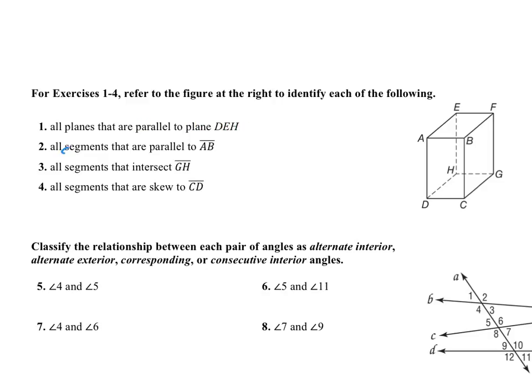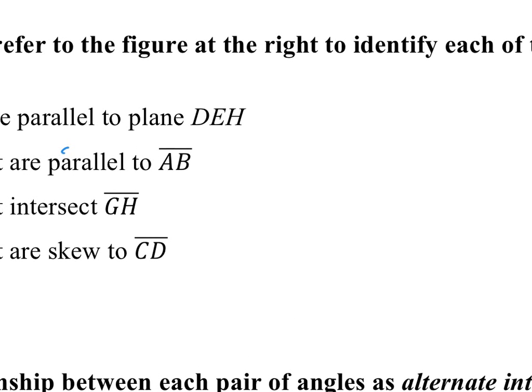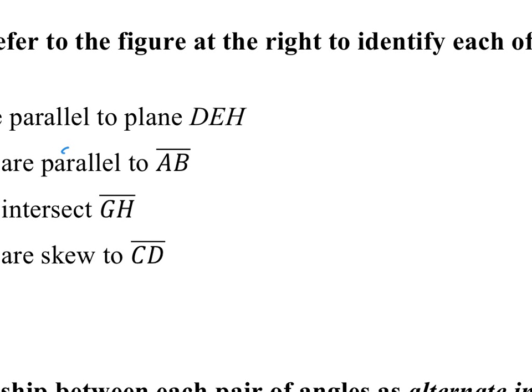Number 1 asks for all planes that are parallel to plane DEH. So here's plane DEH. It's this plane here. It also contains point A. This is a three-dimensional figure, so I have to think of the plane, the surface that isn't going to touch this one, and that would be this plane here, BCGF. And we just need 3 points to name it. So for number 1, we would say, say, plane BCG.